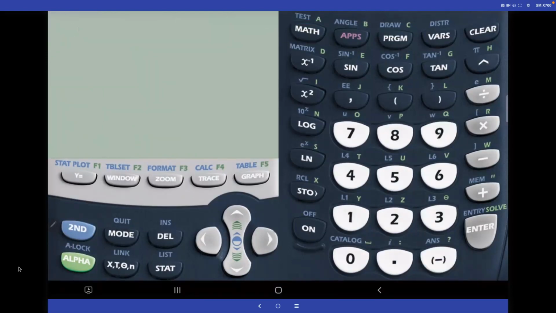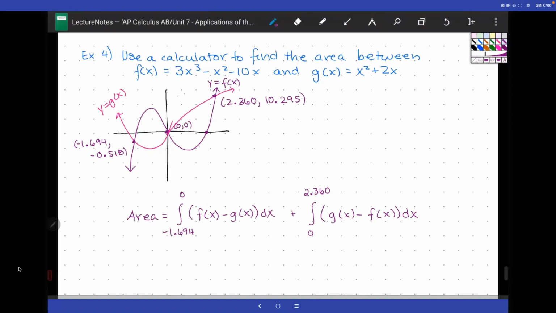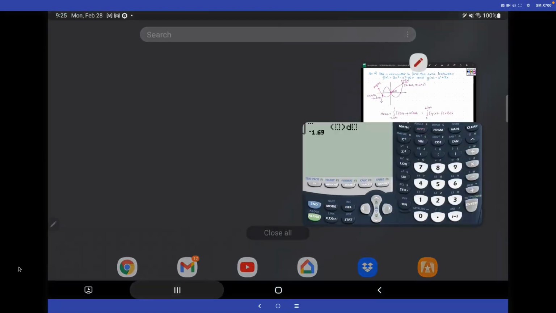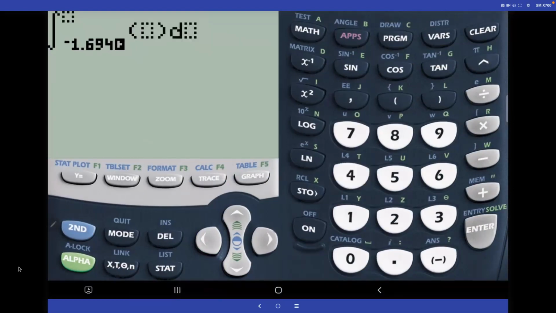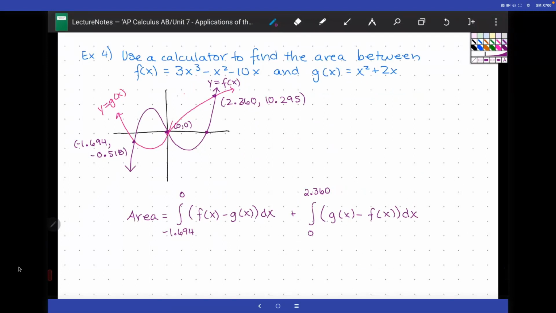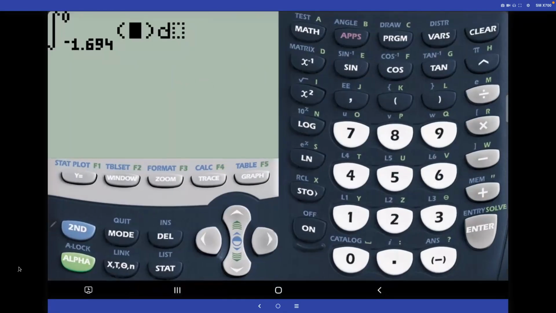So I'm going to do math 9. And I'm going to go negative 1.694 to 0. And f of x minus g of x on my calculator is going to be y1 minus y2. Anybody remember where you get y1 and y2 from? Joshua? Yeah. Remember vars. Next to the clear button.